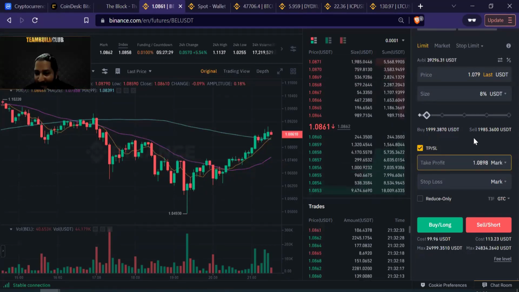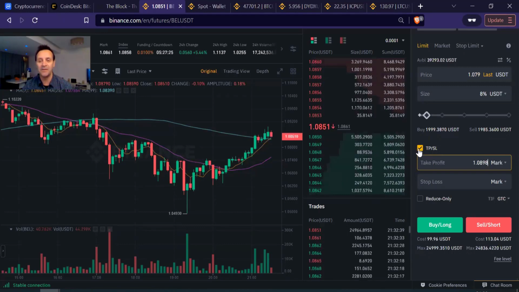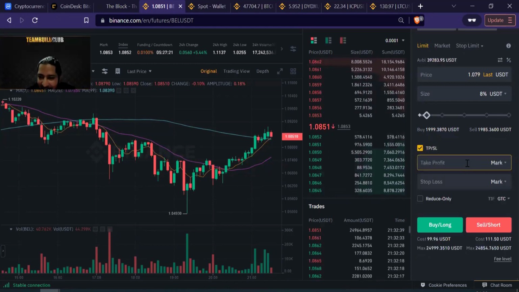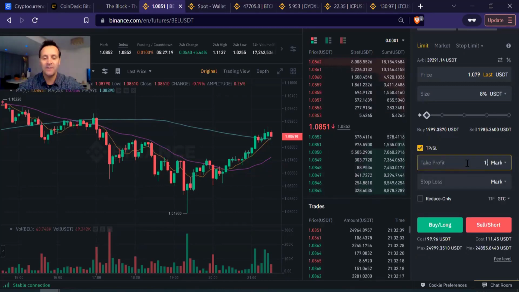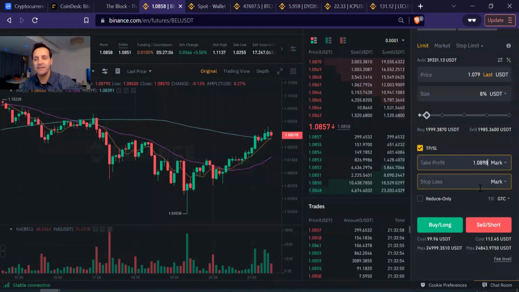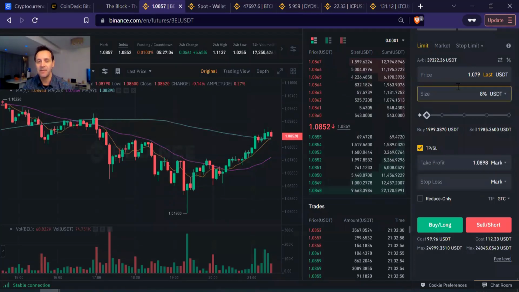So we've explained what a take profit is. The next thing we need to do is click on this TPSL, in order to write 1.089, as Mr. Osman is suggesting for this specific trade. Yes, 1.0898. You forgot to put the 8. 898. Okay.